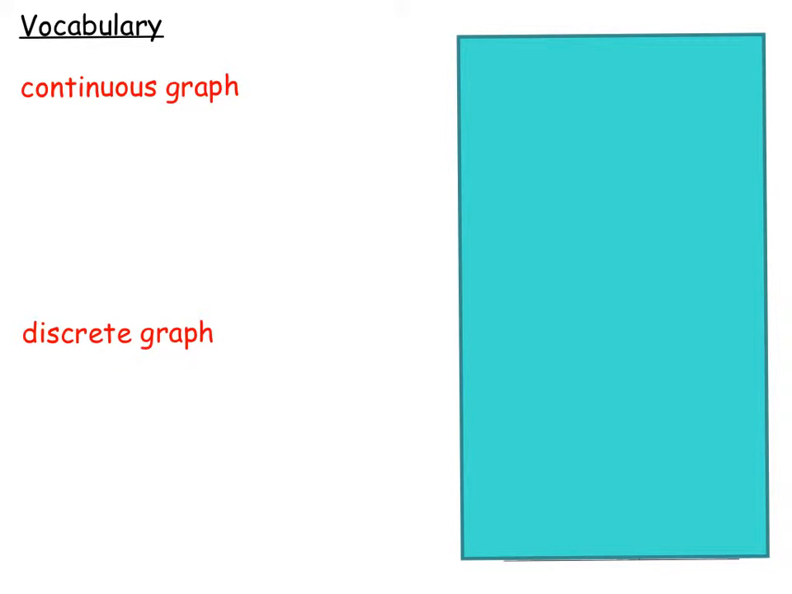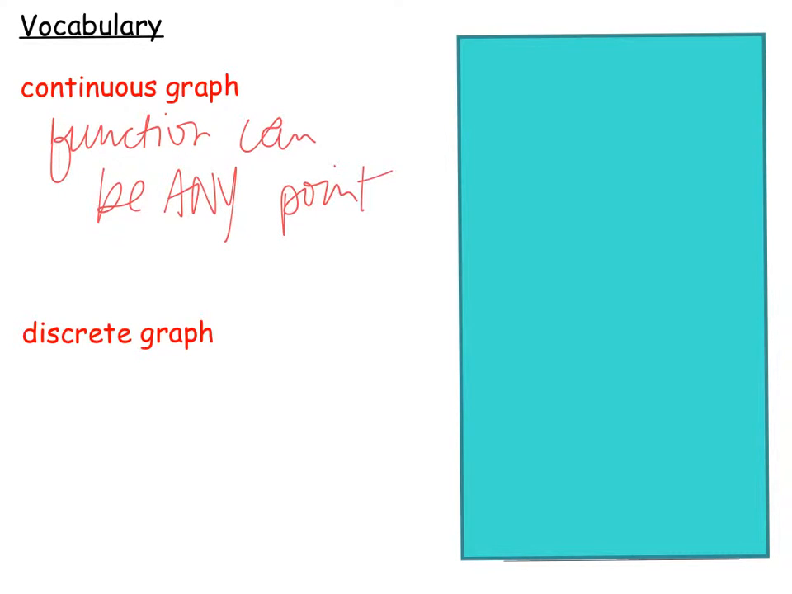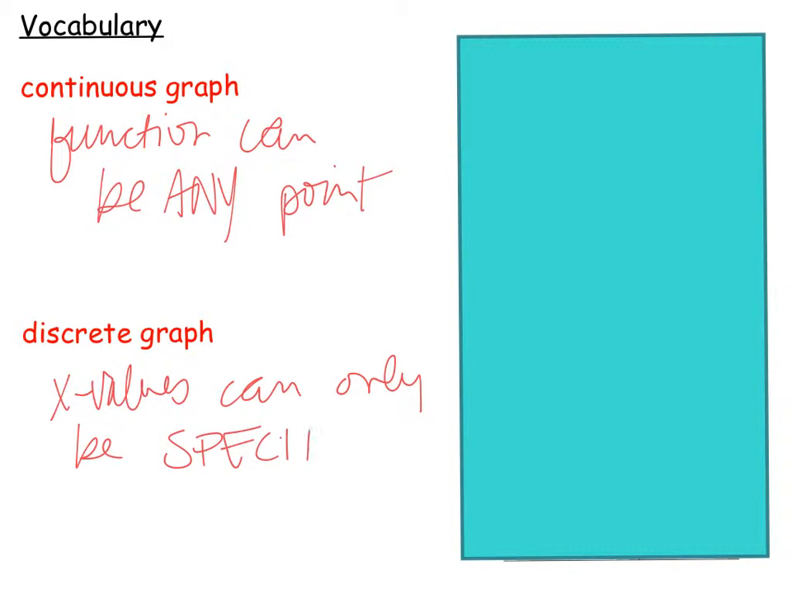The next slide is vocabulary, and I want you to go ahead and jump on Google and see what you can come up with for a definition for continuous graph versus a discrete graph. And then come back to check your answer. Hopefully, if you did a little research on your own, you'll see that a continuous graph is where the function can be any point, while a discrete graph is where your x values or your function can only be specific points. And then go ahead and look at these graphs.